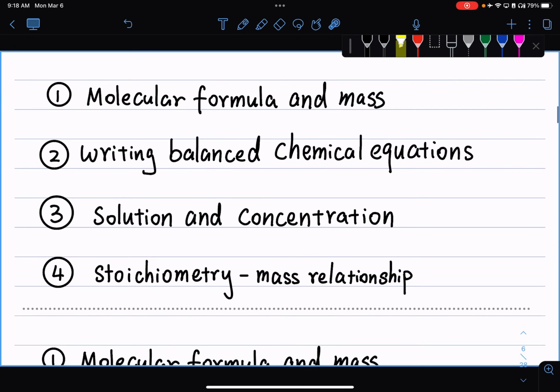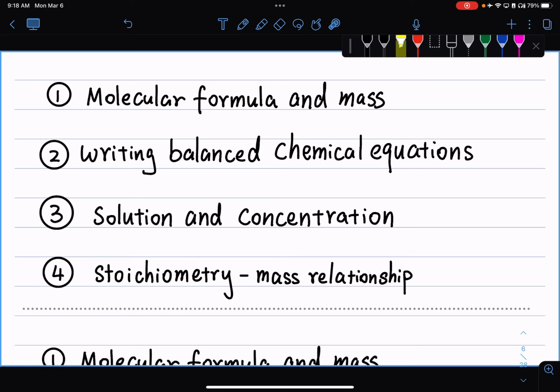And then we want to move on to some of the more chemistry topics, which is chemical reactions. I'm really ambitious today, so I want to finish all 4 topics. We'll start by talking about molecular formula and mass. Second question, how do you write balanced chemical equations?